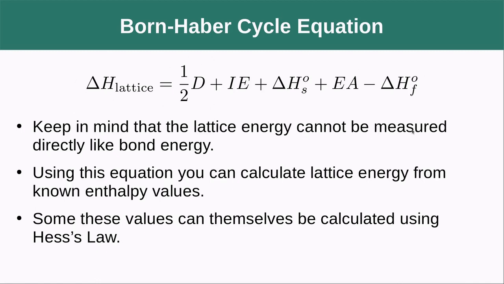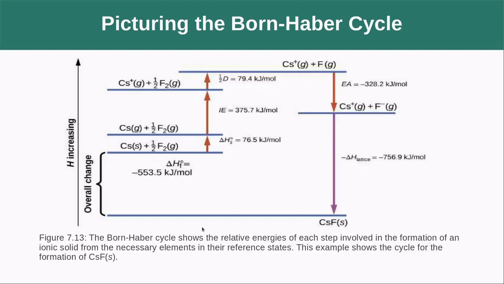Keep in mind that lattice energy cannot be measured directly like bond energy. We have to do several different measurements, or we have to rely on calculating it using the first equation. But we can get at it using this value here. And here is the overall diagram. So what we want to get to is this piece right here. So if we're able to add up all of these values and then subtract out this value here, we can get this missing piece here, which is the lattice energy.